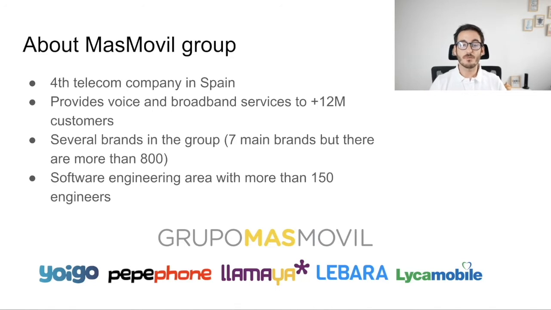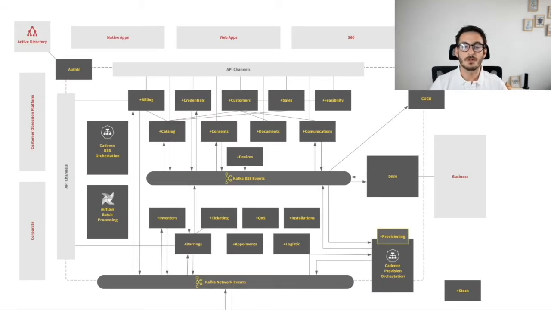MasMovil is the fourth telecom provider in Spain and provides voice and broadband services to more than 12 million customers. There are 7 different brands in the group and more than 800 in total. This can translate into a high level of complexity in the underlying systems. We are around 150 software engineers. This is what we are building.